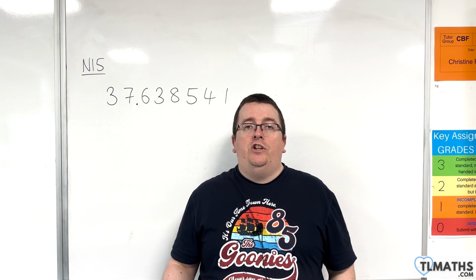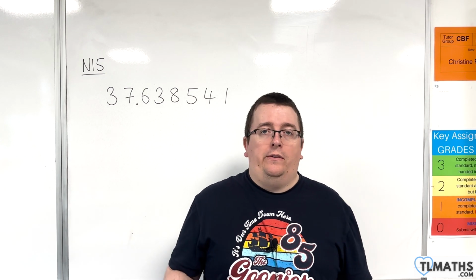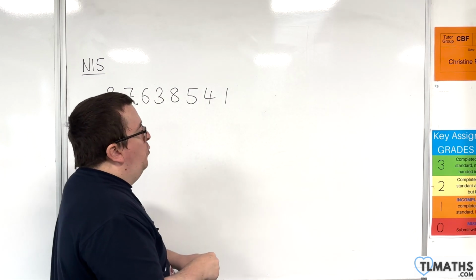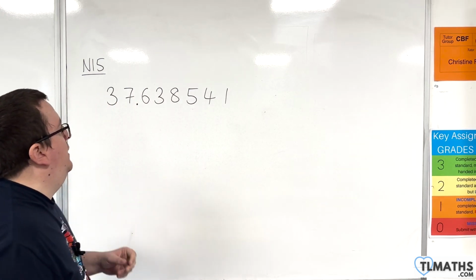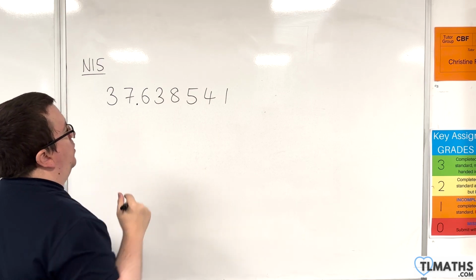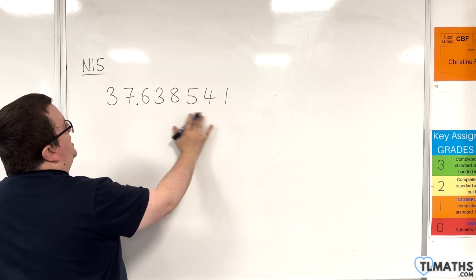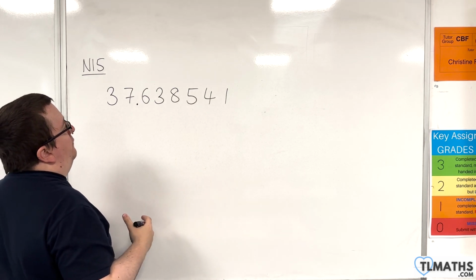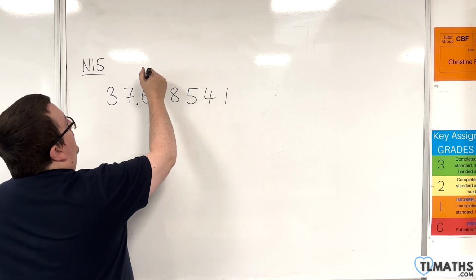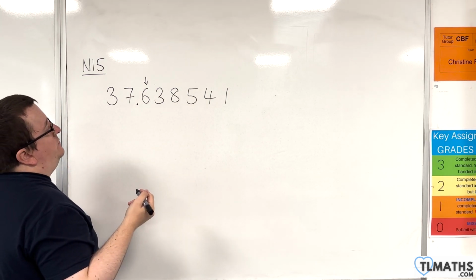In this video, I want to introduce you to rounding to a certain number of decimal places. So when we talk about decimal places, we're looking at the positions to the right of the decimal point. So this position here, for this number 37.638541, the first number to the right of the decimal point is the 6.